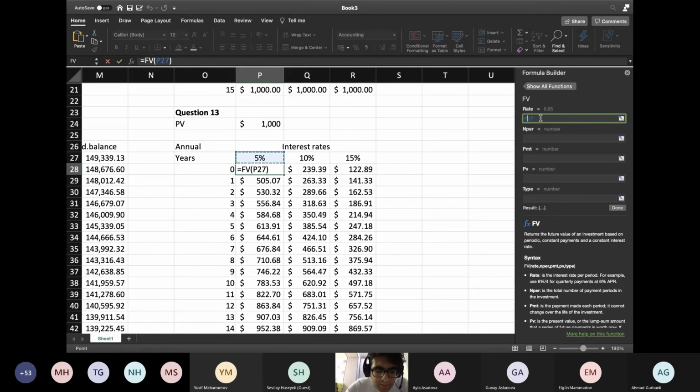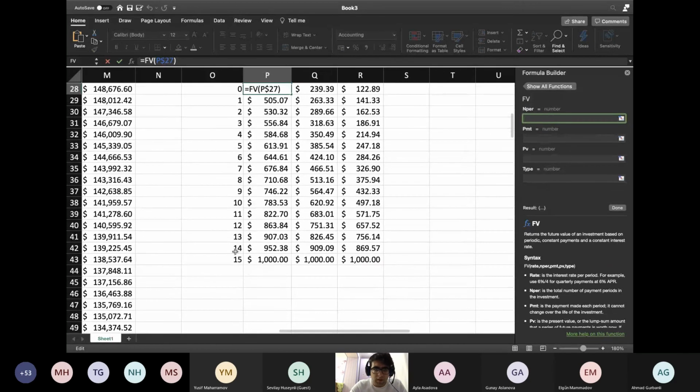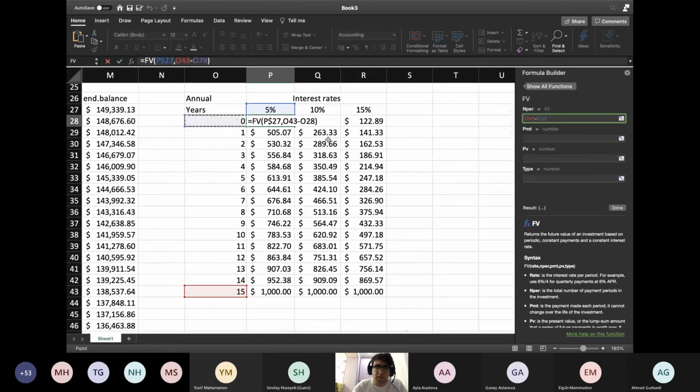here, we fix the equal sign and fix the row. Number of periods. This one minus this one, because in year 0, we should compound 15 periods to year 15. It should be 15 periods.